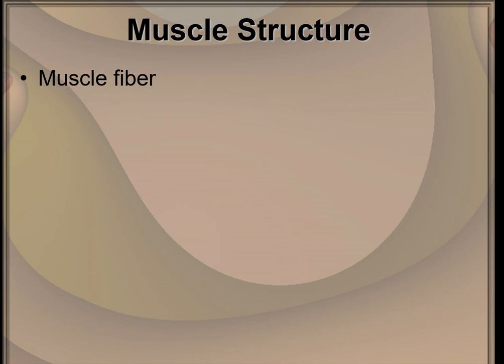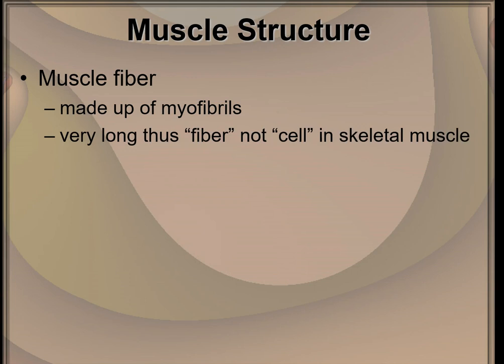Cardiac muscle, smooth muscle, they'll call them myocytes, prefix being myo, being muscle, cyte being cell. Okay, but for the skeletal muscle, they'll often refer to it as a muscle fiber. Okay, it's made up of smaller subunits called myofibrils, and like I said, they don't call it a muscle cell or a myocyte. They call it a fiber, and that's because it's so long.